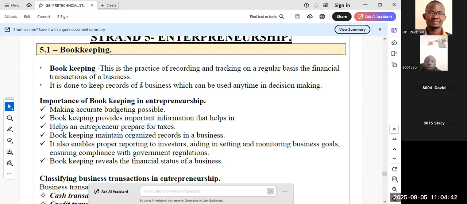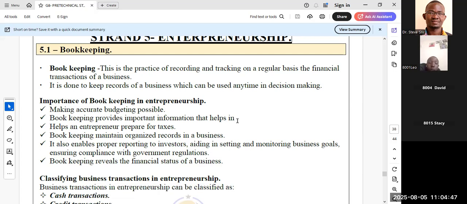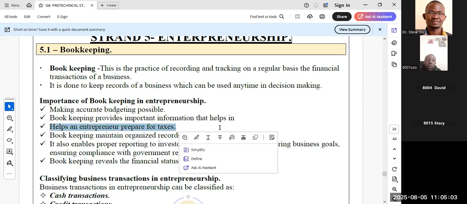Leo, take us through the third importance of bookkeeping in entrepreneurship. Helps an entrepreneur prepare for taxes. You see, any business transactions that are carried out in this country of ours, Kenya, they are subject to tax. If you are running a hotel business, you must pay tax. If you are running a car wash service, you must pay tax. If you are running a barber shop, a manicure, a pedicure, a boutique, a salon, you must pay taxes.